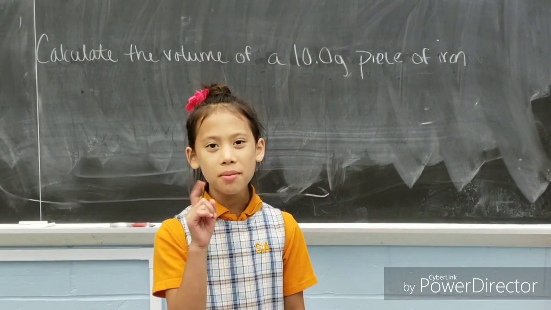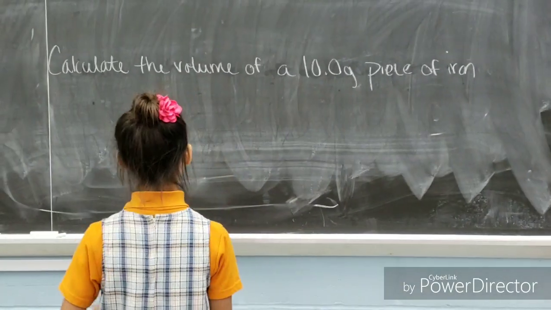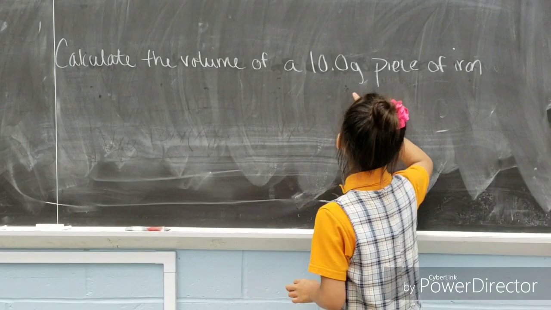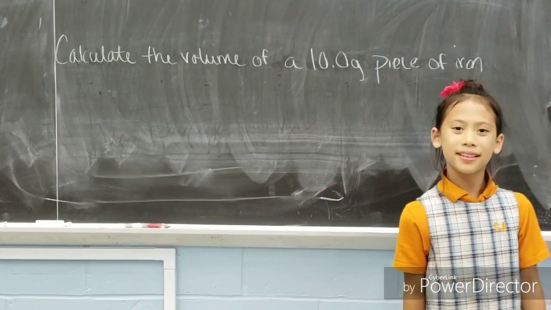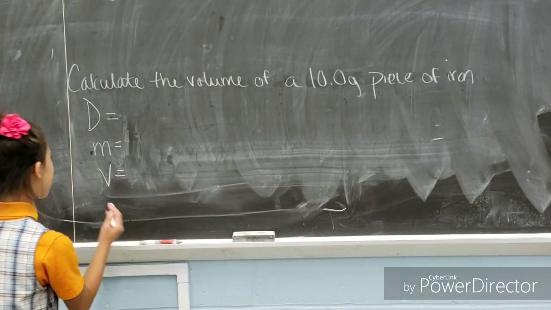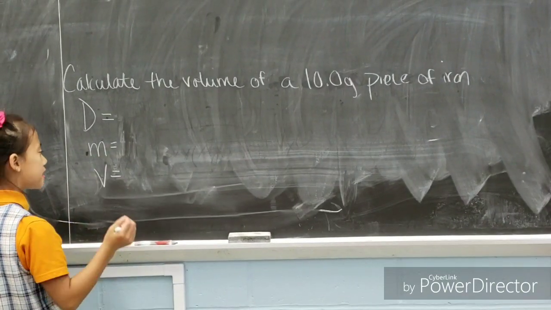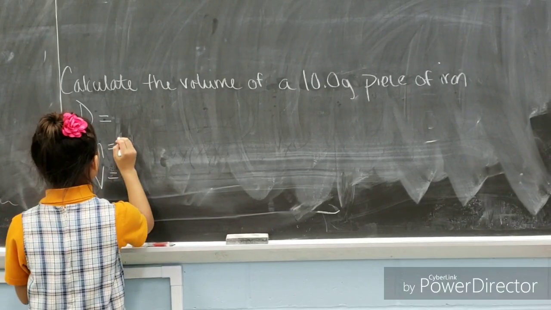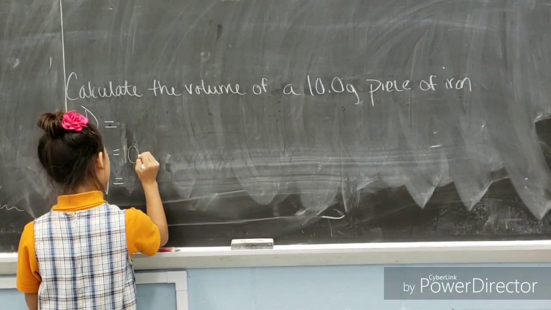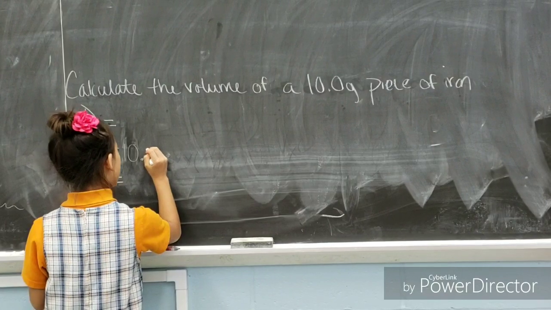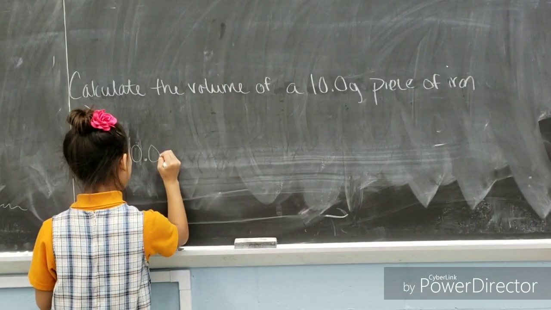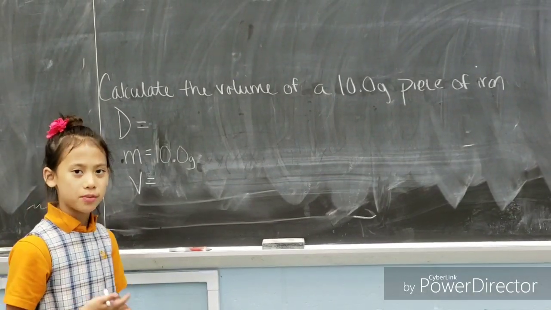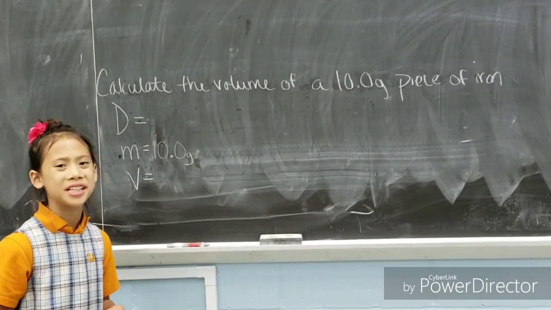Now, let's work on one more problem for today. Let's calculate the volume of a 10-gram piece of iron. Okay, now let's fill in the variables. So, we know that M equals mass, and we have 10 grams. But that's all the information we have, so we can't figure out anything else.